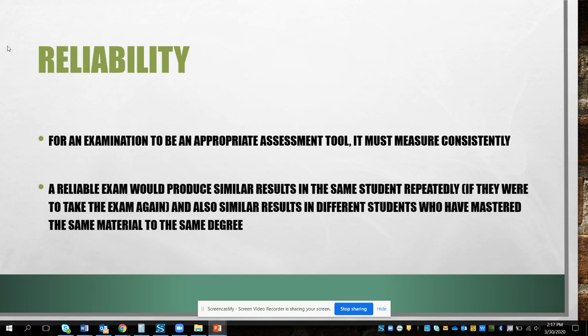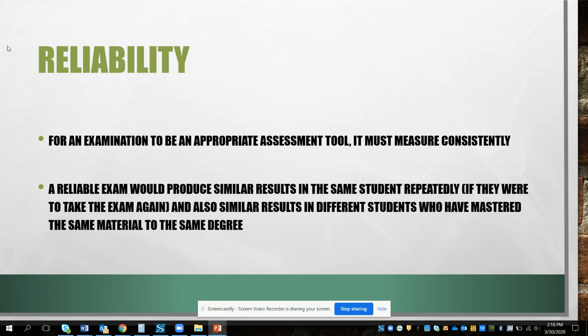Now, we've got to make sure that we have valid and reliable tests. Looking specifically at reliability, for an examination to be appropriate, it must measure consistently. That means it's measuring the same amount of information consistently. A reliable exam would produce similar results in the same student repeatedly if they were to take the exam again. If I made an 85 on an exam today and I took it again tomorrow, I would still reasonably make around that same grade. I might make a little bit higher, having been exposed to the questions before, but it would probably be close to the same grade.